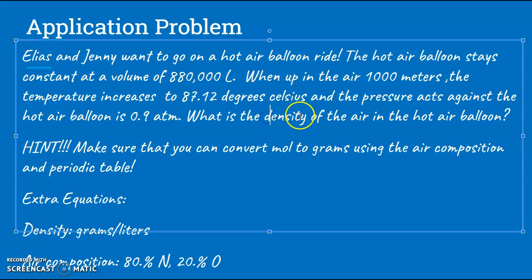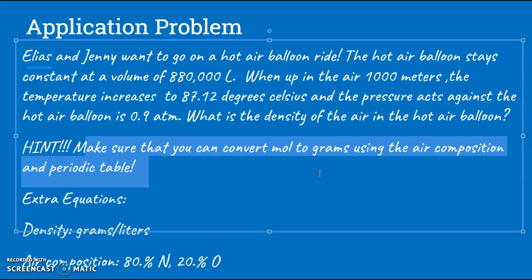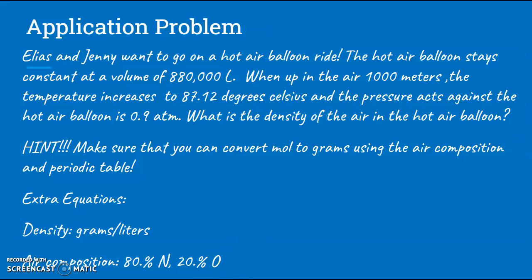We want the density. So our massive hint here: make sure you can convert moles to grams. The trick with that is that we've given you an air composition, which is 80% nitrogen and 20% oxygen. And by the way, density is grams over liters. That's helpful. But we did this earlier in the year, where it's a way to convert the last thing in PV equals nRT into grams.